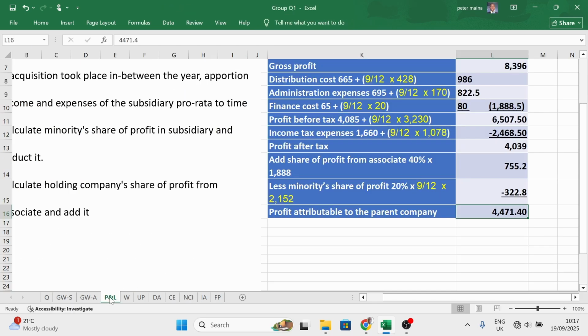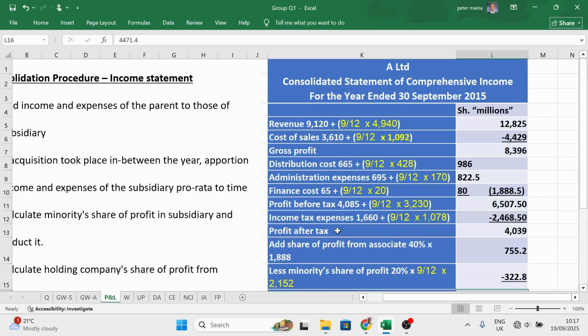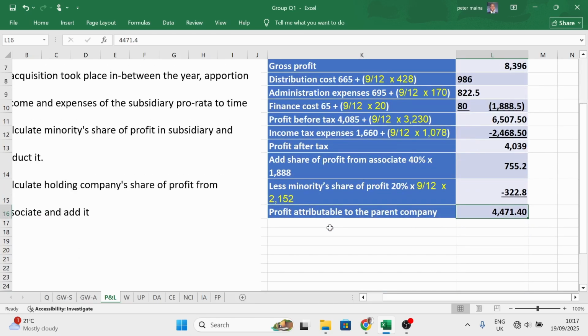If you go to the consolidated income statement, there is a part where we deducted the minorities' share of subsidiaries' profit. The amount we got was 322.8.